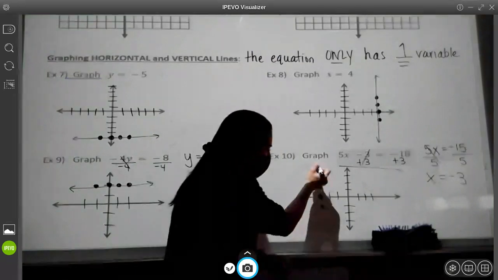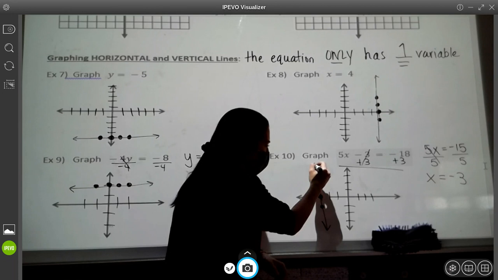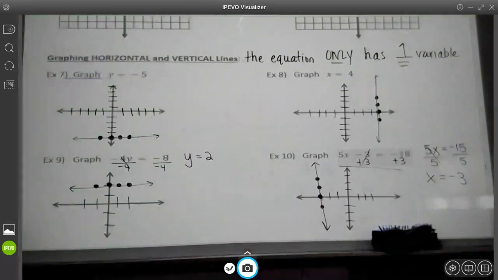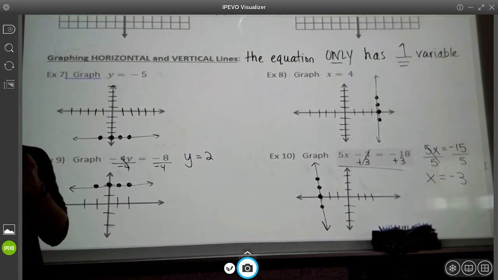Okay? Is everybody okay with the horizontal vertical? Because for some reason, it's meant to be easy, but I'm telling you, I can get a lot of students to get those wrong on a quiz or a test. Is everybody okay at home?